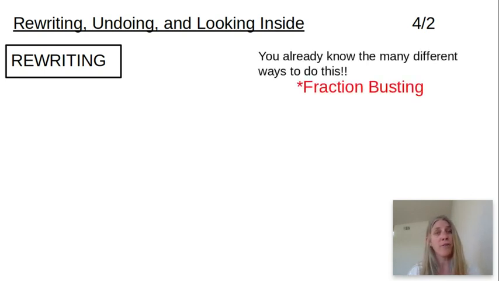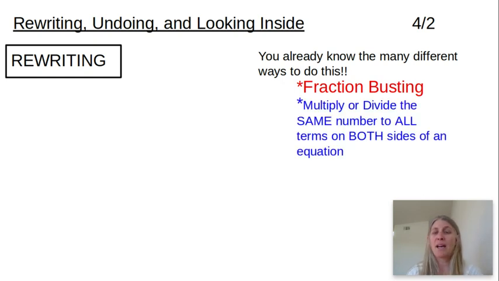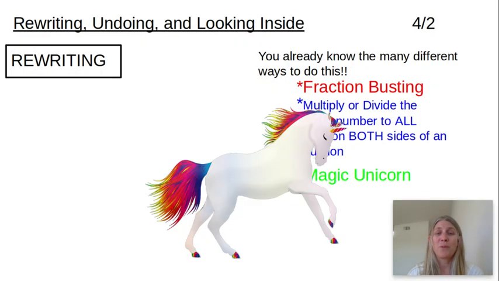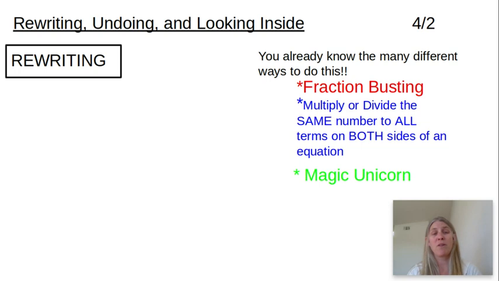So we call this fraction busting. It's what we looked at yesterday. It's also where we multiply or divide the same numbers to all terms on both sides of the equation. And then my favorite, as you guys know, it's also magic unicorn. So those are the three different terms that we've already worked on, which is called rewriting. And we're going to go ahead and review fraction busting and magic unicorn.